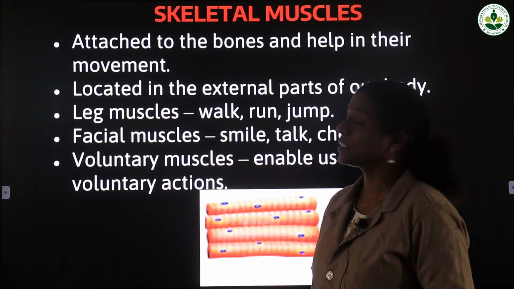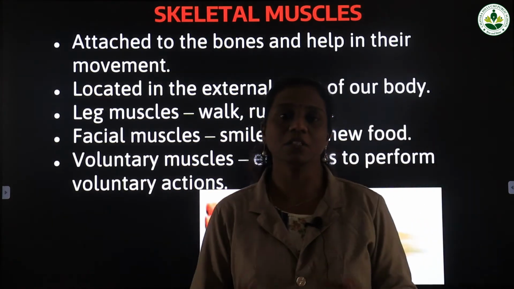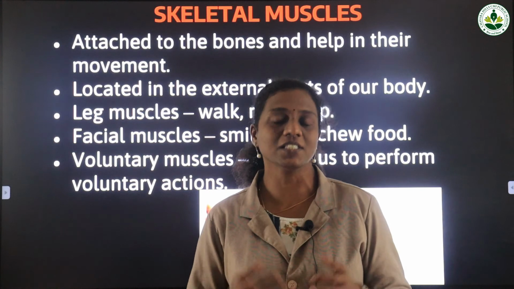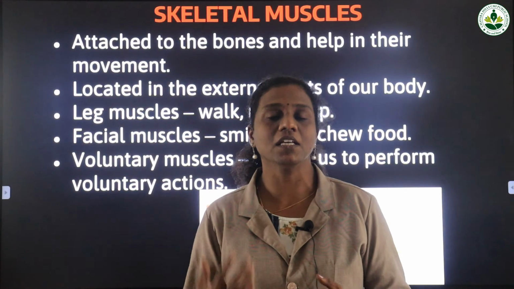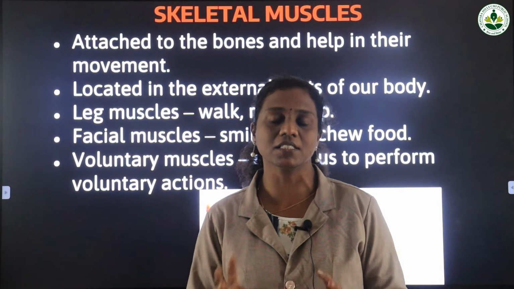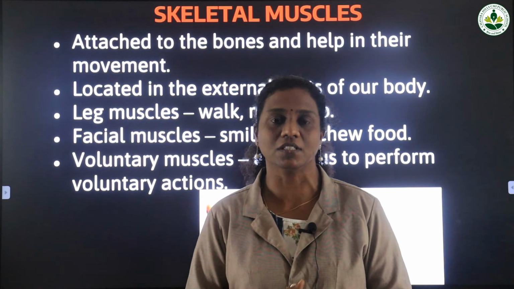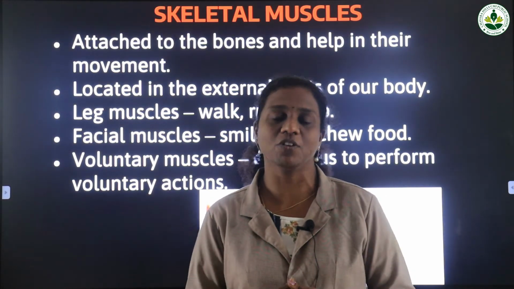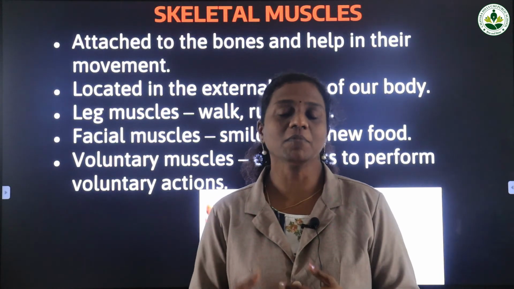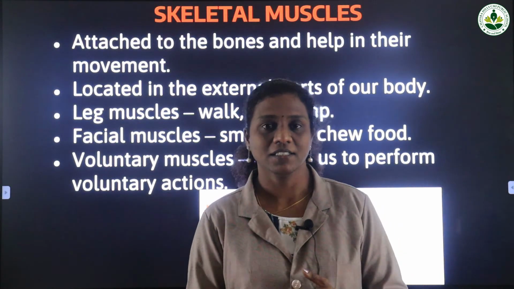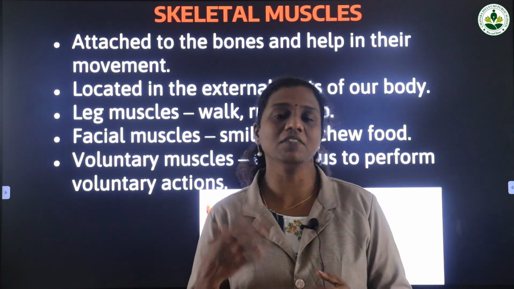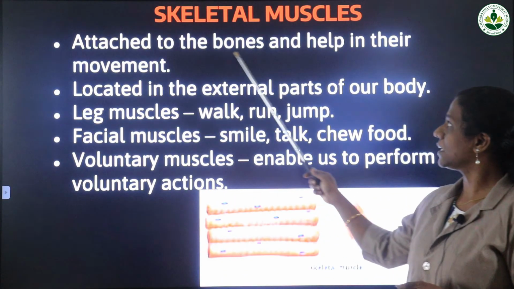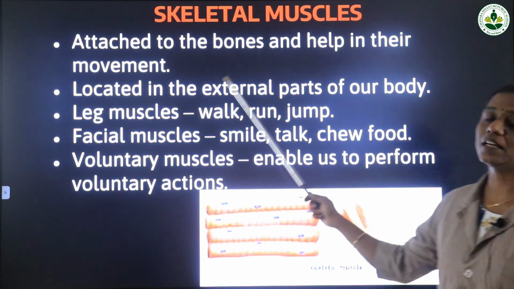So first we can check skeletal muscles. In the beginning of the class we studied about the skeletal system. In the skeletal system we studied mainly about bones. Skeletal system means that the bones are attached to each other and give a framework to our body. So then what may be skeletal muscles? These kinds of muscles we mainly see in the external part of our body. They are mainly attached to the bones and help in their movement.